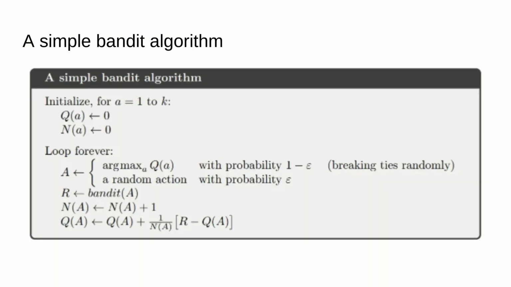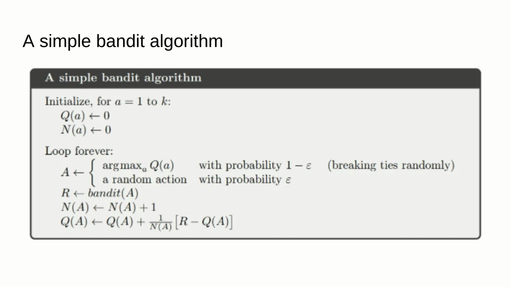Now that we know how to estimate the values of actions and how to select an action based on those estimations, we can combine these steps into a simple algorithm to solve the bandit problem. So in the beginning of the algorithm, we initialize the action value estimates and NA, or the number of times the action was selected, to 0 for all actions. Then we loop forever, and this algorithm is using epsilon greedy action selection.